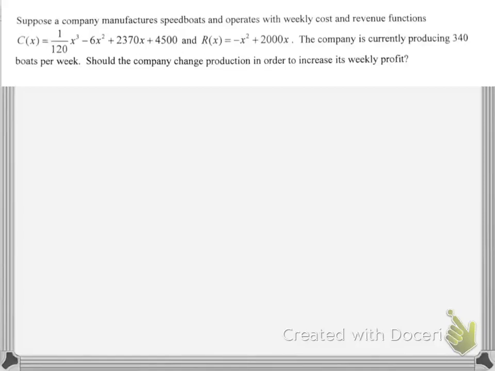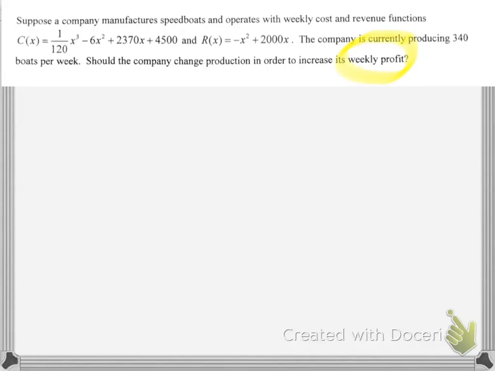Suppose a company manufactures speedboats and operates with weekly cost and revenue functions that are given. The company is currently producing 340 boats per week. The question is, should the company change production in order to increase its weekly profit? So the question is asking you about weekly profit.